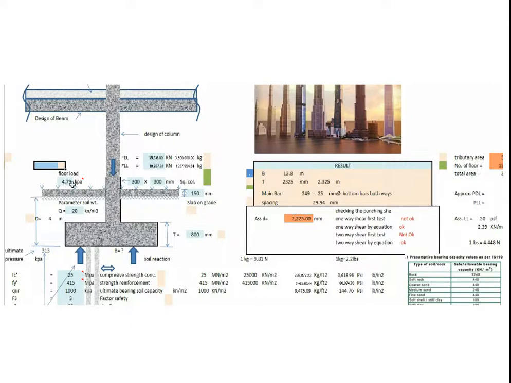We'll assume that the floor load is 4.79 kN per square meter or kilopascal. And we have slab on grade thickness of 150 mm. The depth is 4 meter. Assume the thickness T is greater than or equal to 800 millimeters.